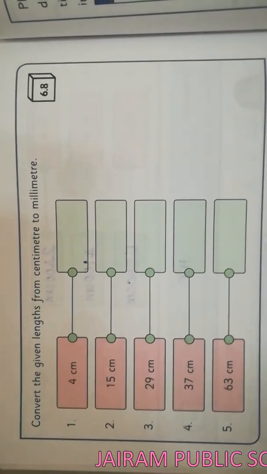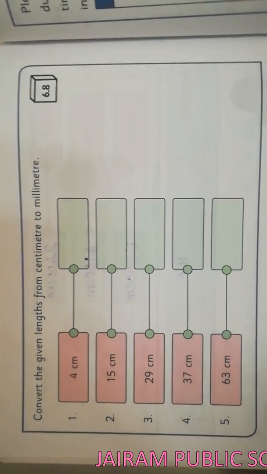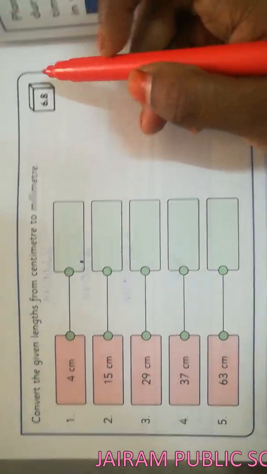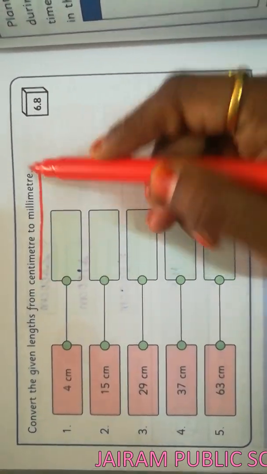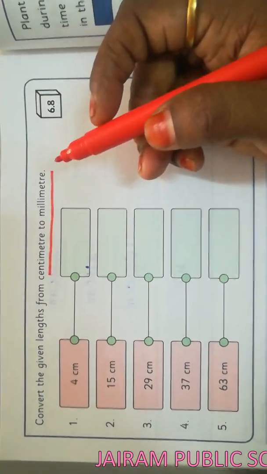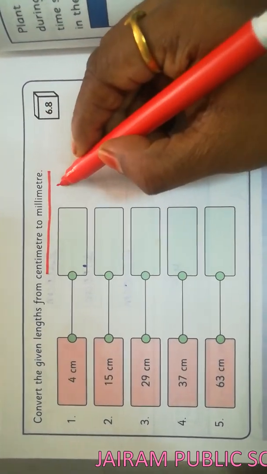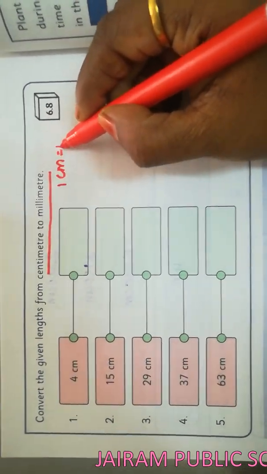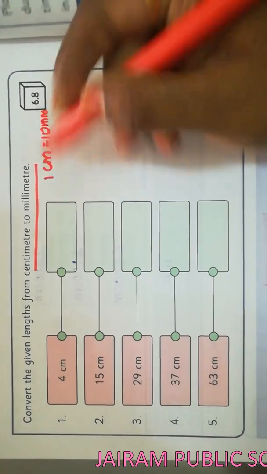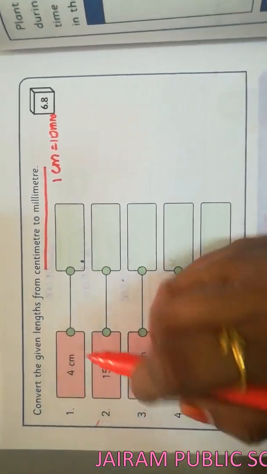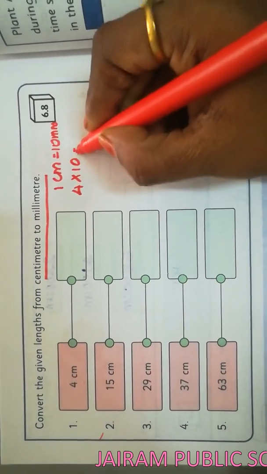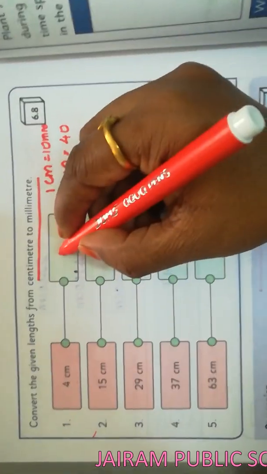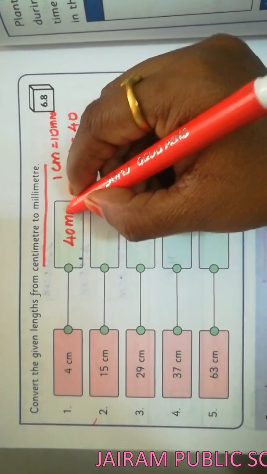Now, studio book page number 138, activity number 6.8. Convert the given lengths from centimeter to millimeter. We have to convert them from centimeter to millimeter. We already know that 1 centimeter is equal to 10 millimeter. Here 4 centimeter is given. For that we have to multiply by 10. 4 into 10 is equal to 40. So the answer will be 40 millimeter.